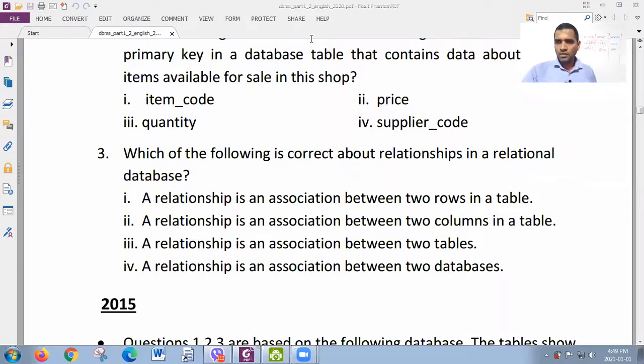Third answer, right? Okay, so I take the answer directly. A relationship is an association between two tables. Don't forget, it is not between two databases, or between two fields, or between two records. The link, connection or association between two tables is a relationship. So what is the answer? Third answer: a relationship is an association between two tables. The others are wrong.